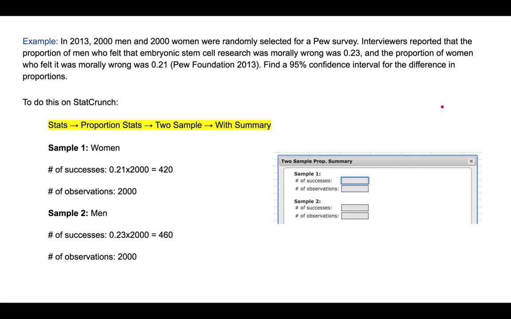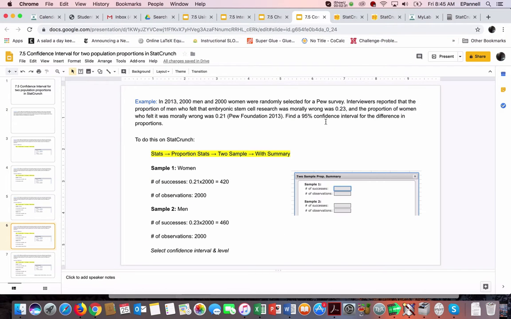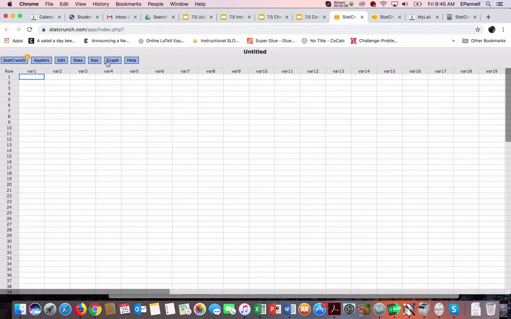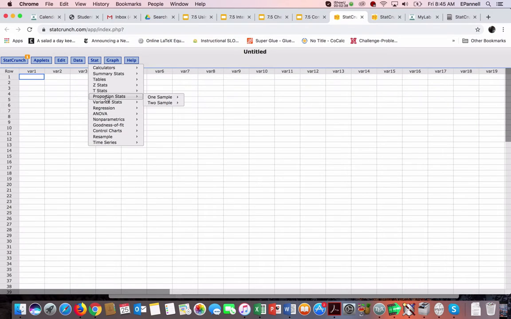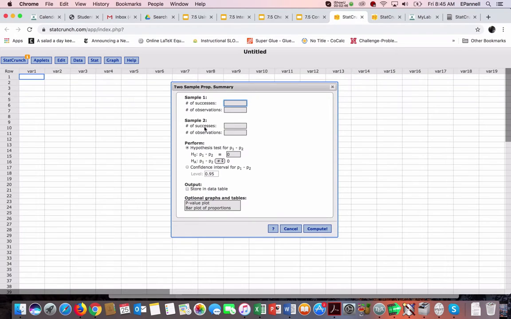Okay, so after we do that, we want to select a confidence interval and level in this box. So there's some more stuff below here that we have to check. So I'm going to get out of full screen and show you how to do it. So we go to Stat, Proportion Stats, to Sample, with Summary. And then click, and then this box I showed you pops up. There's a lot more going on down here, so we'll talk about that in a second.